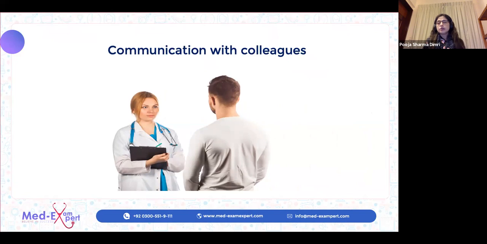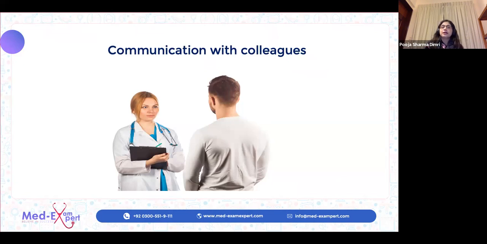Then another type of communication with colleagues is when you have a teaching station. So when you have a teaching station, you talk to your junior colleague and you are going to teach a particular thing, maybe a type of instrumental delivery, or you talk about shoulder dystocia or suturing or knot tying to your junior colleague.